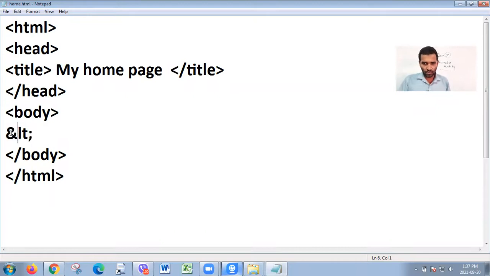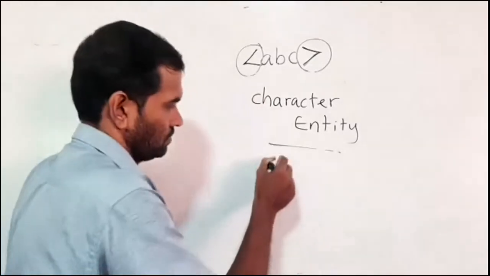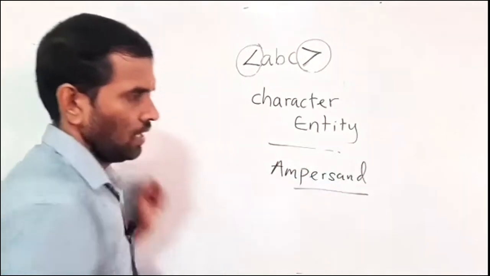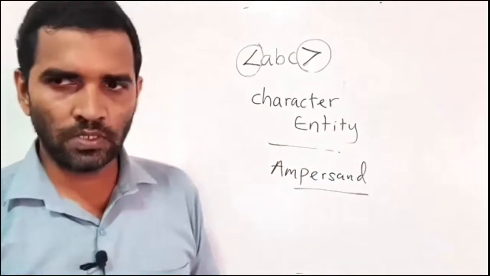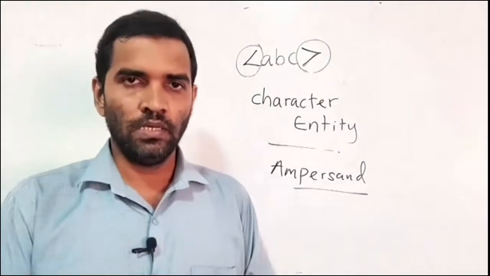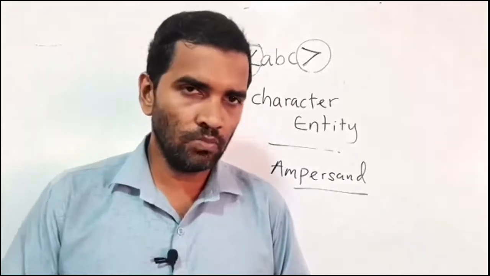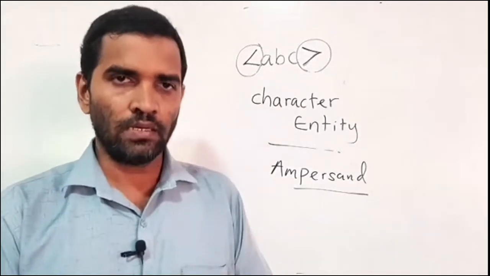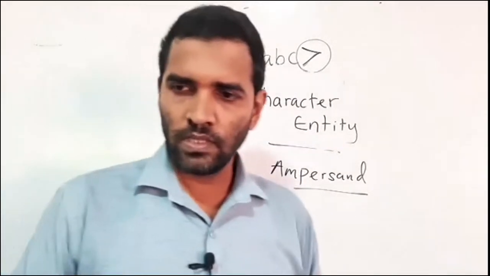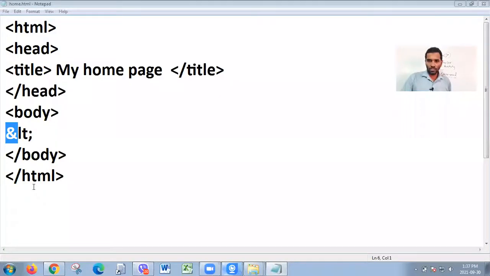Look at that. This symbol is called ampersand. The name of this symbol is ampersand, but we use this symbol for "and" in English, right? But it doesn't mean the name of the symbol is "and". We use it for and, A-N-D, and the name of it is ampersand. So the ampersand symbol, then LT for less than, and it ends with a semicolon.